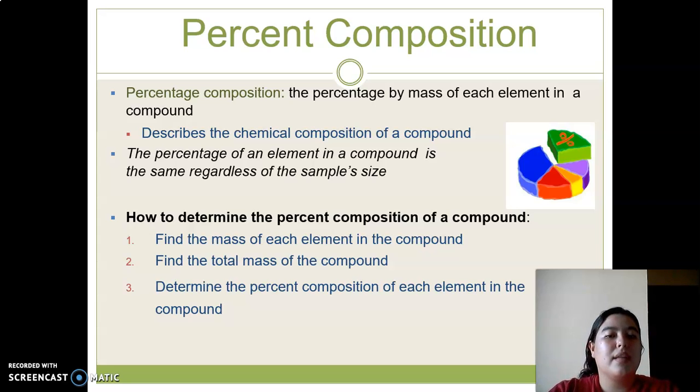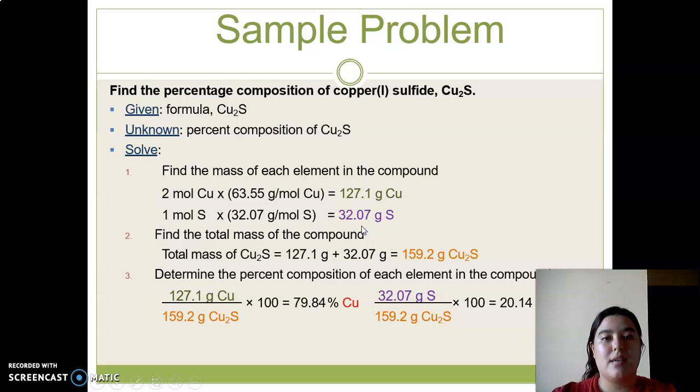And how to determine the percent composition of a compound? First, you have to find the mass of each element in a compound. Number two, you have to find the total mass of a compound. And number three, you have to determine the percent composition of each element in a compound. So let's see some examples.